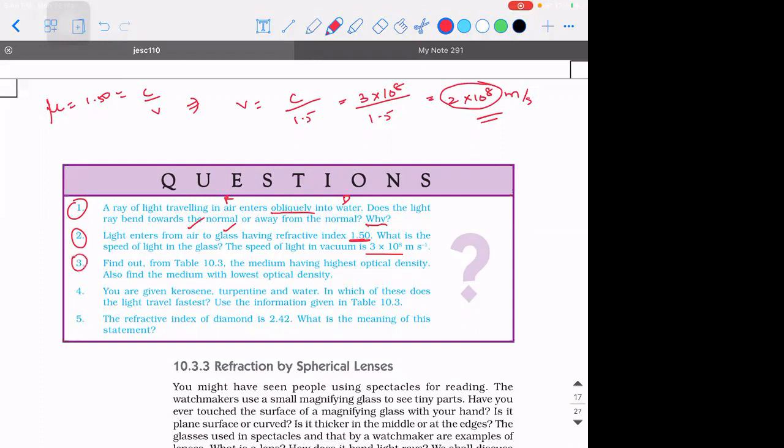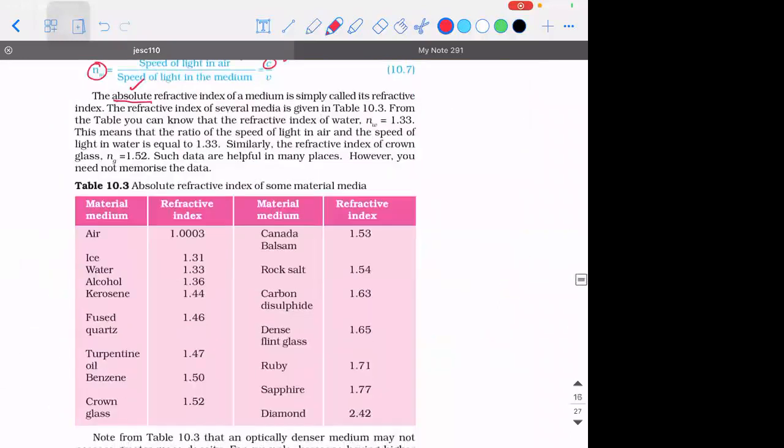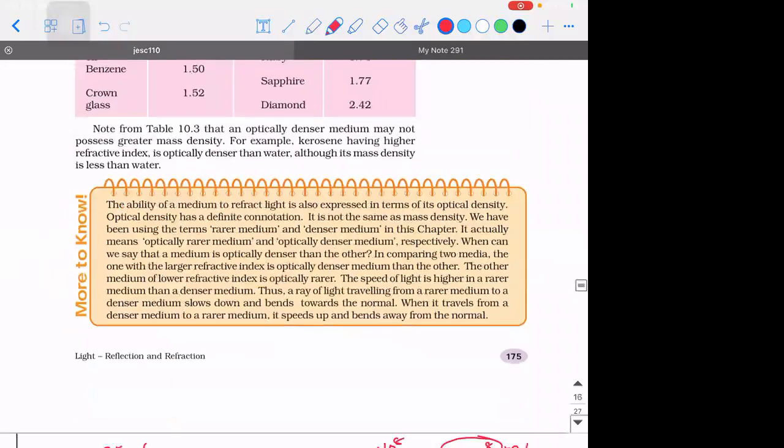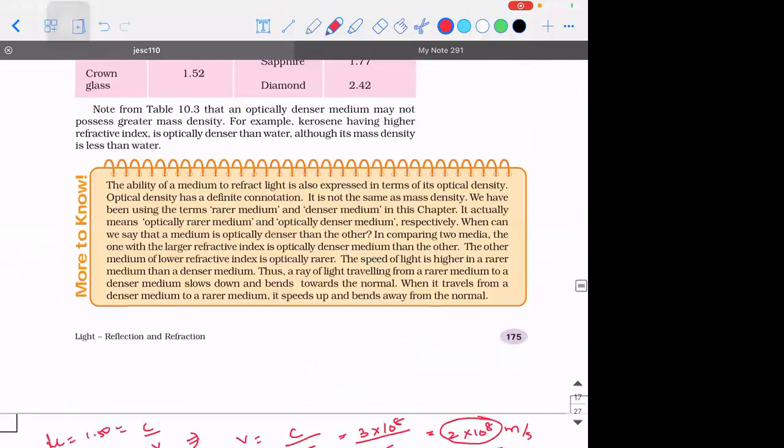Third, from table 10.3, find the medium which has the highest optical density. Which is the medium with the highest optical density? Diamond, because it has the greatest value of refractive index. Also find the medium with the lowest optical density. It is the air medium.